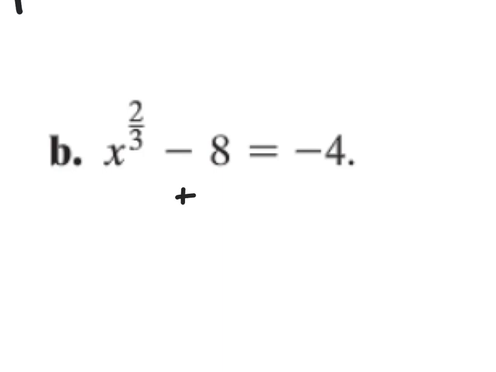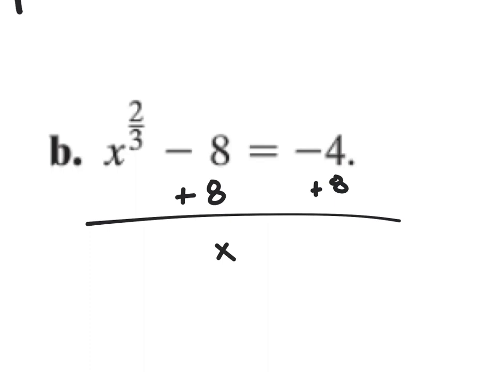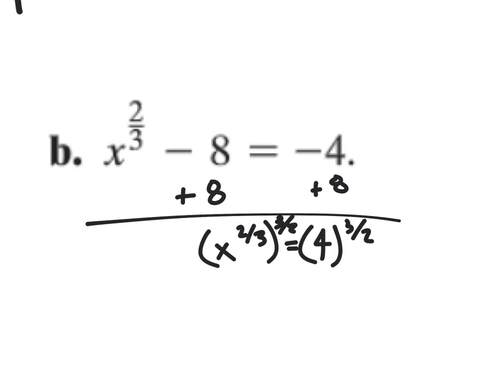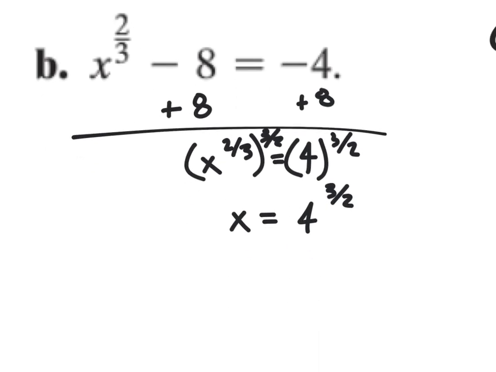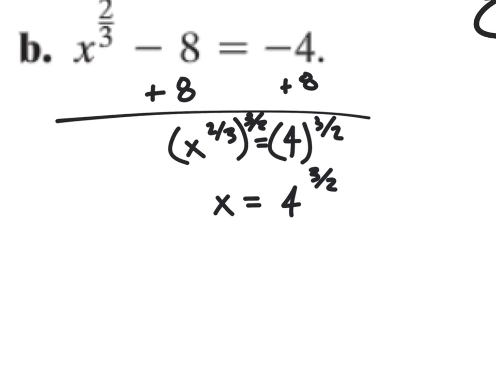Okay, let's look at the next one over here. I'm going to add 8 to both sides to isolate x to the 2/3. And I'm left with x to the 2/3 is equal to 4. Now what I'm going to do is raise this to the 3 halves power. Raise this to the 3 halves power. On the left side I'm left with x, and I get 4 to the 3 halves power. Now this one, you could do a couple different ways, and let's do it a couple different ways so you guys can see how you could go about it.